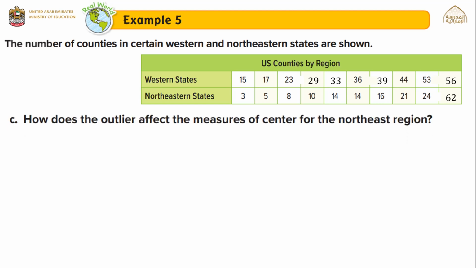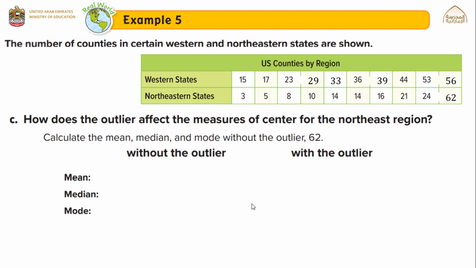C. How does the outlier affect the measures of center for the Northeast? Then we'll find the measure of center for the Northeast region with and without the outlier, which is 62. Without the outlier, we will find the mean, median, and mode.